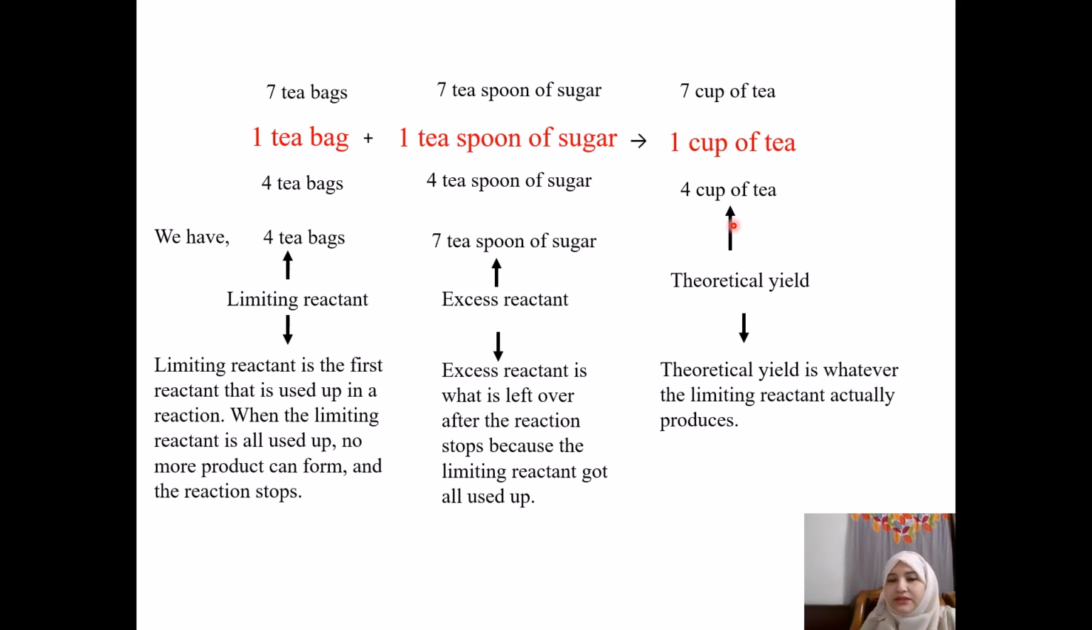Okay, and if we compare these two products, then you can easily observe that the limiting reactant produces the least amount of product. 4 cups of tea is less than 7 cups of tea. Now we can apply this concept in chemistry.